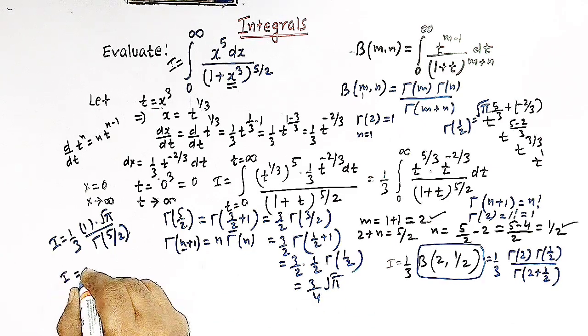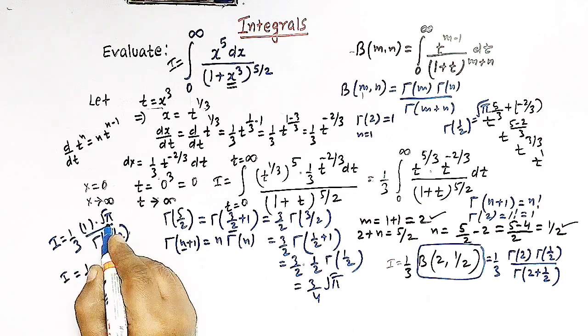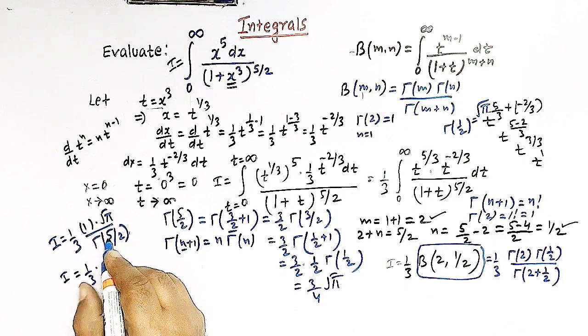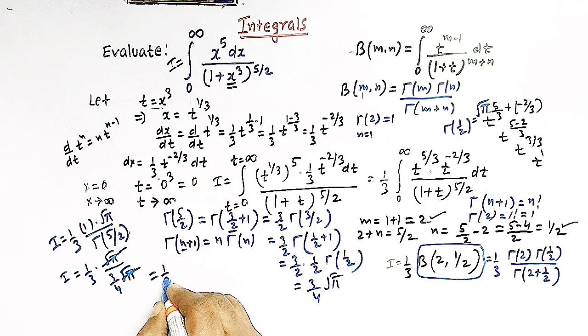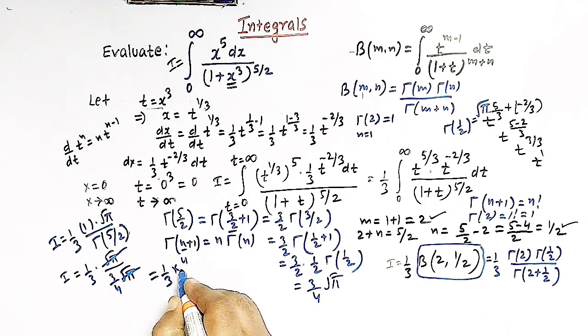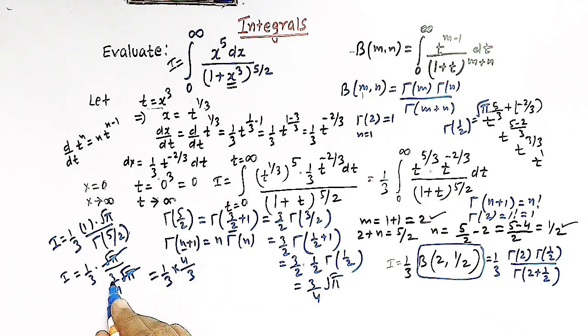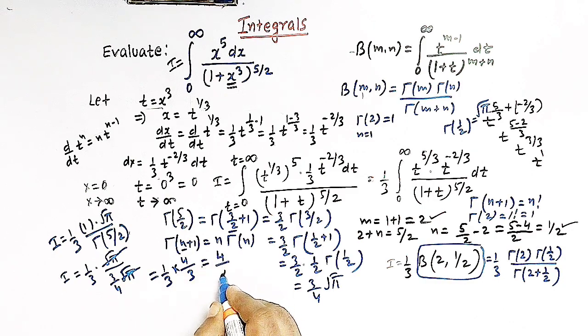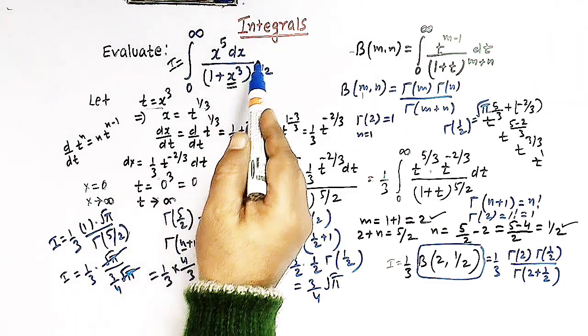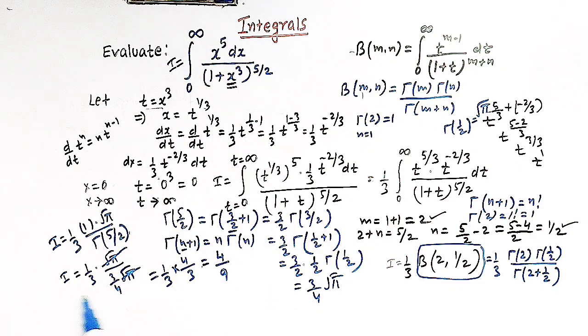Substituting the value of gamma 5 over 2 as 3 by 4 times square root of pi, we can now write the value of I as 1 over 3, this is root pi, and here we have 3 by 4 times square root of pi. These two terms get cancelled, and we have 1 over 3 times 4 over 3, taking the reciprocal of 3 by 4. So here we have 4 over 9. So viewers, the value of this integral is equal to 4 divided by 9.